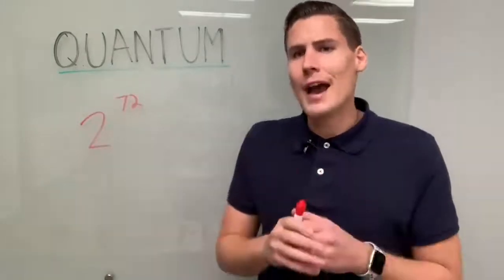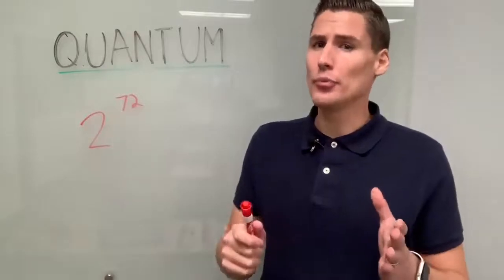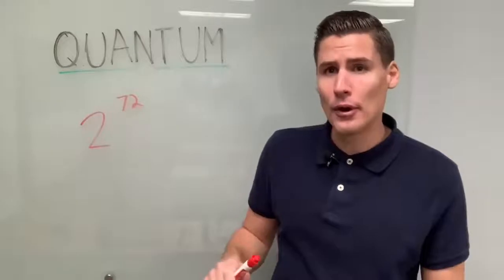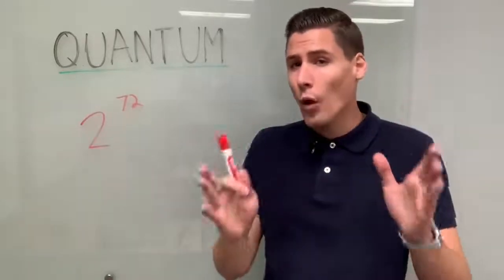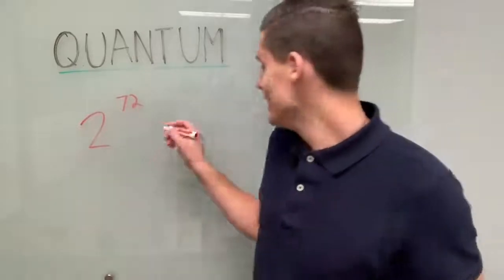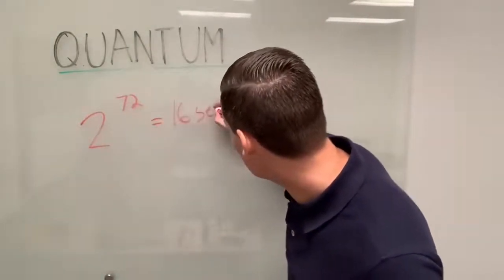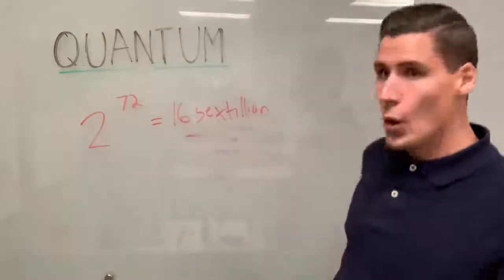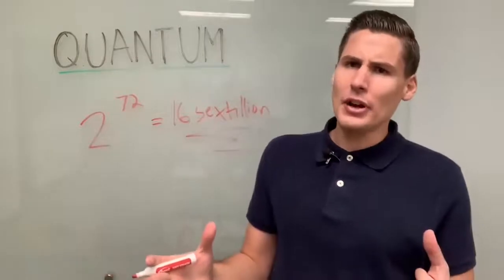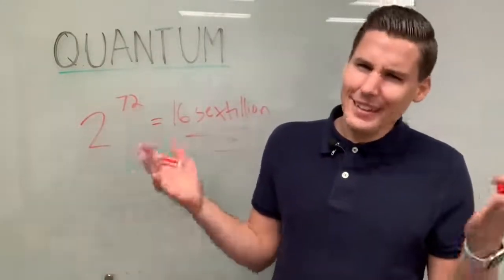Google currently has a 72 qubit quantum computer, meaning they have a computer that can be in 2 to the 72nd power simultaneous states at one time. So what that actually comes out to is 16 sextillion. Whoa! Now a lot of you are probably thinking again, come on, weird computer guy, that's not a real number. You just made that up. A sextillion? Get out of here.